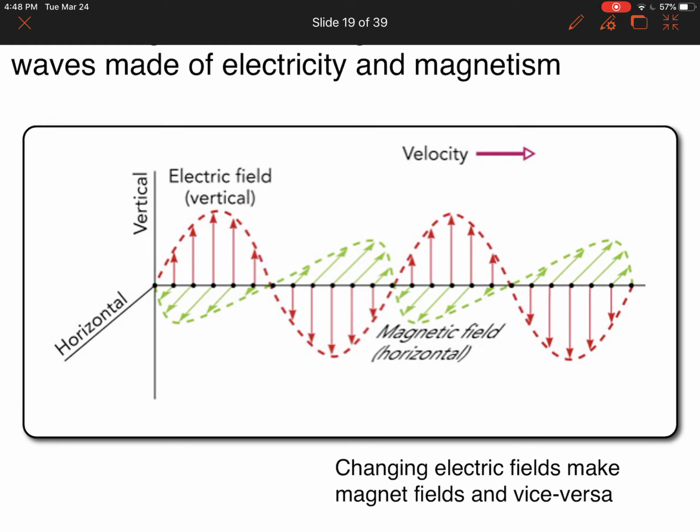So, here the red represents the electric field, and this represents the magnetic field. Changing one field creates the other field, and vice versa. These fields are propagating, oscillating perpendicular to each other. At the same time, the electromagnetic wave is propagating perpendicular to both the magnetic and electric fields. So, a changing electric field makes a magnetic field, and vice versa.